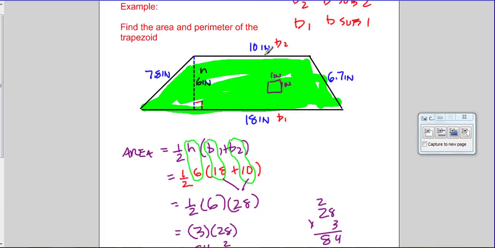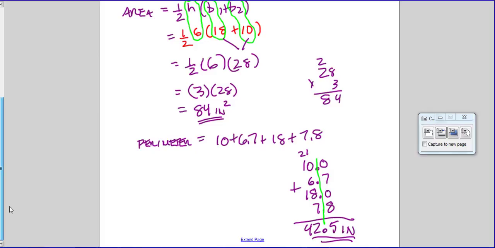So the distance, if I had to measure around this with a tape measure, I would find the length around the figure is 42.5 inches. And this concludes the video.